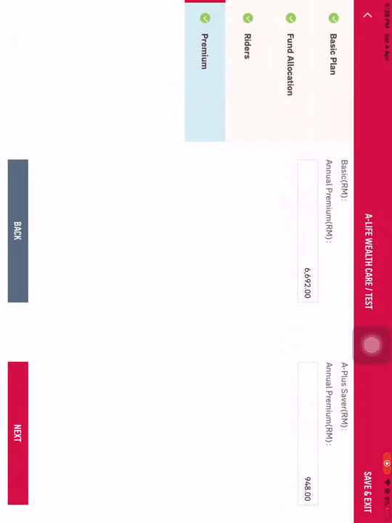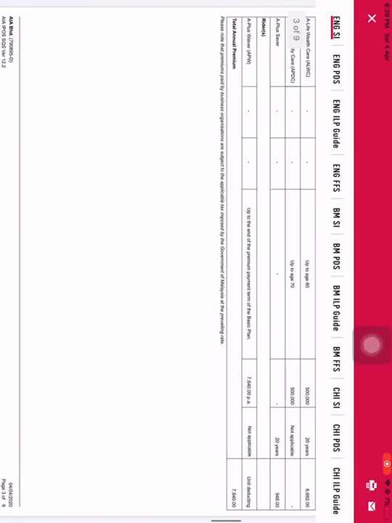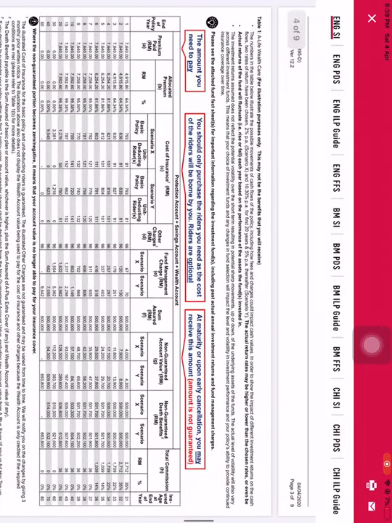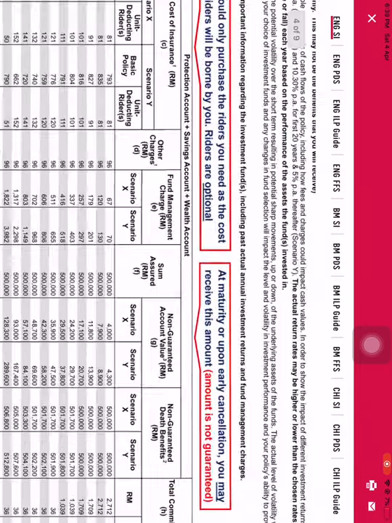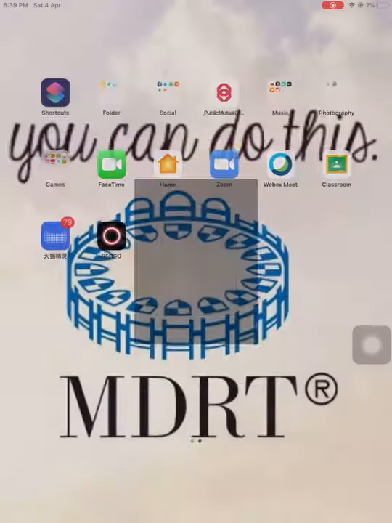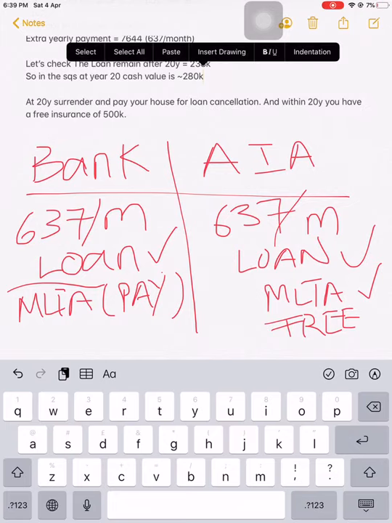Okay, so now I have generated an SQS with a monthly of, let's say, 636, slightly lower than what we need, 644. But if you look into 20 years, the account value here is 289,600. Okay, so the SQS is around 280,000.